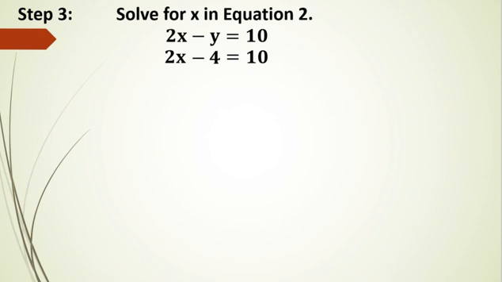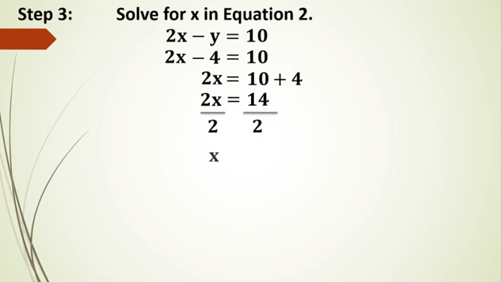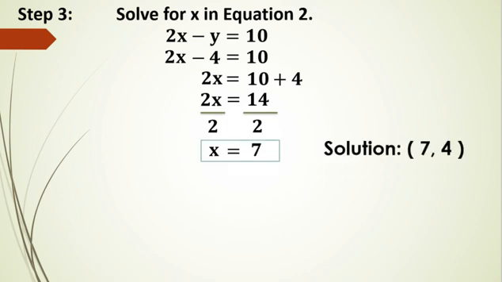Transpose negative 4 to the right side, we have 2x equals 10 plus 4. Simplify, 2x equals 14. Divide both sides by 2. Therefore, x equals 7. Thus, our solution is the ordered pair (7, 4). Let's check if that is correct.